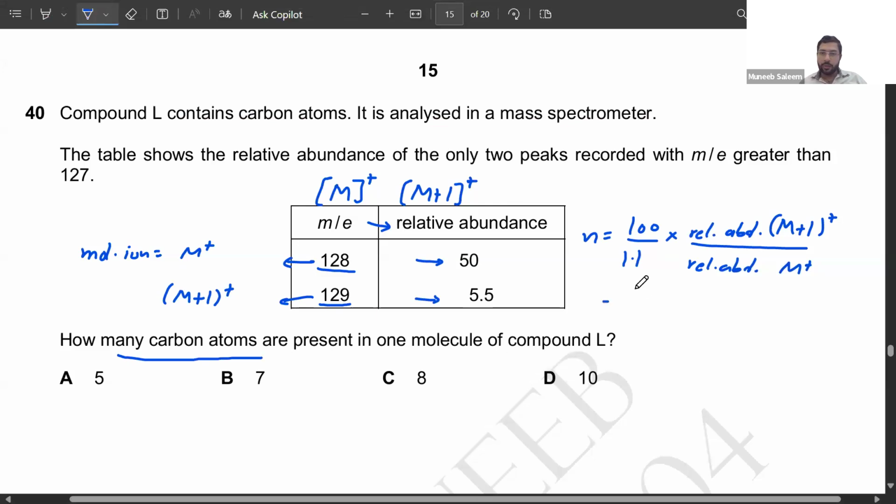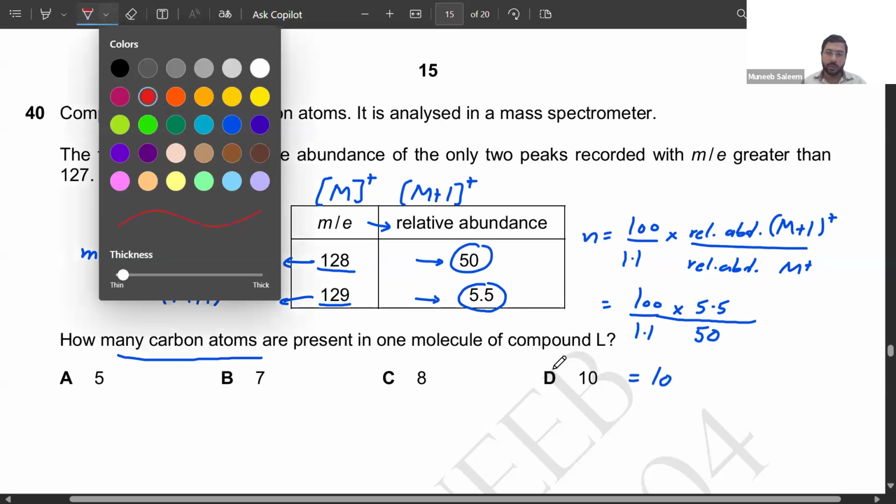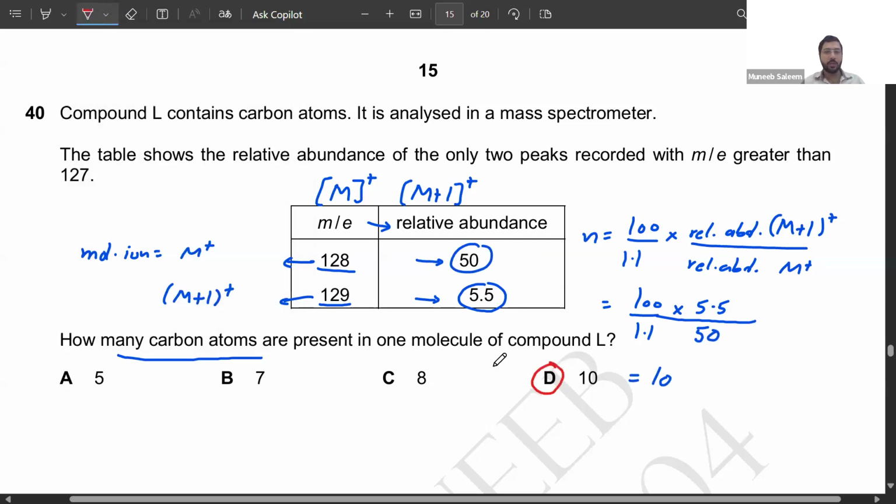Now put the values. The value will be 100 over 1.1, and the abundance of the M+1 peak is 5.5, divided by the M+ peak, which is 50. Okay. Now when you compute this value in the calculator, you will get a value of 10, and that's why the correct answer is option D.